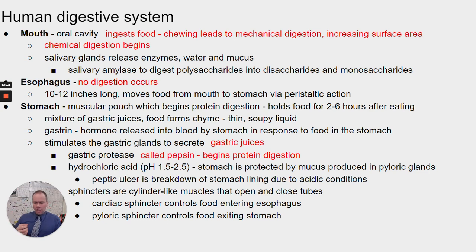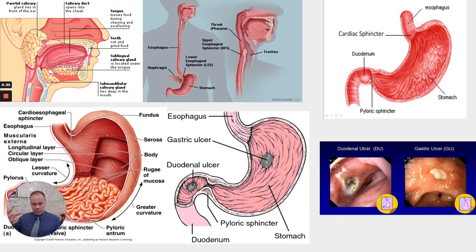So the sphincter called the cardiac sphincter is the one at the top, the esophagus. It keeps the food in our stomach. And the pyloric sphincter is the one at the bottom that keeps the food from leaving the stomach until it's ready. When it is ready to move on, this pyloric sphincter opens up, and that chyme from the stomach can move on into the small intestine.